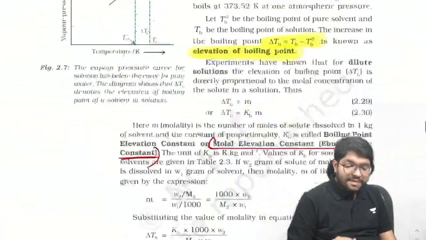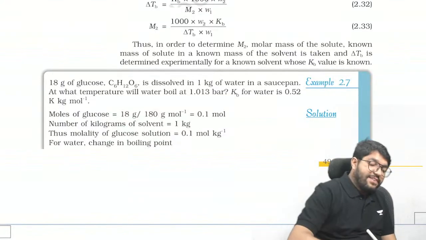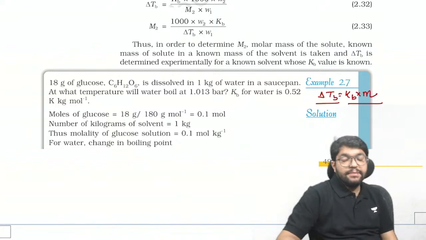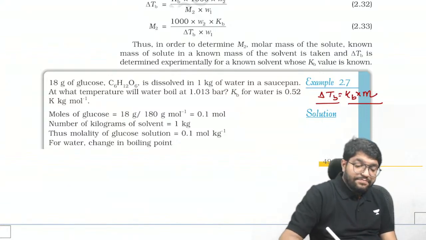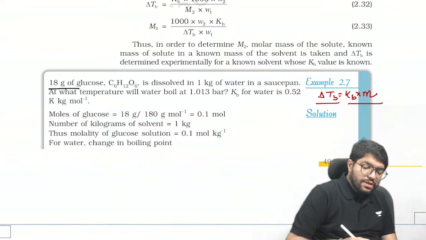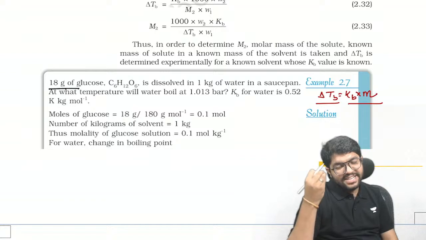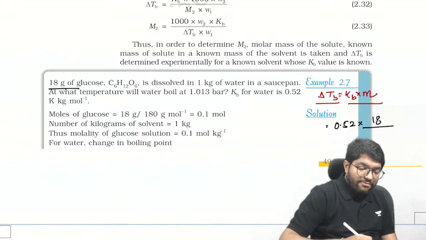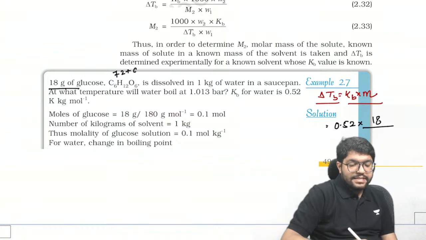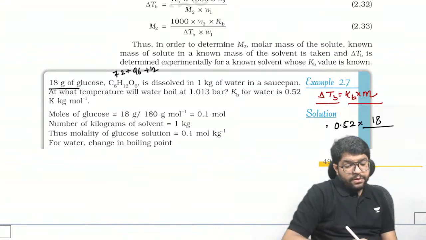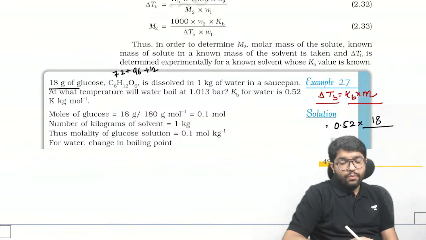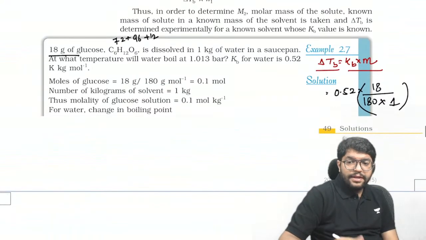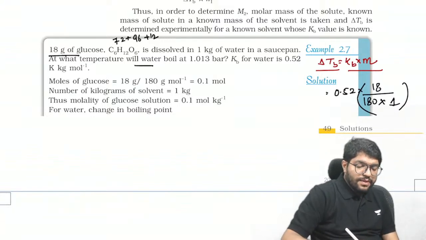Right? The second concept that we have is boiling point elevation. The formula that we have is delta TB is KB into m. Then we are told that 18 gram of glucose is dissolved in 1 kg water. Molality is straight away given, sir. Kb is given as 0.52, molality is moles, 18 upon weight of C6H12O6: 6 carbons are 72, plus 12 is 84, plus 96 is 180, into 1 kg is 1 kg, not a problem, sir. It gets solved in just a single go. At what temperature will the water boil?